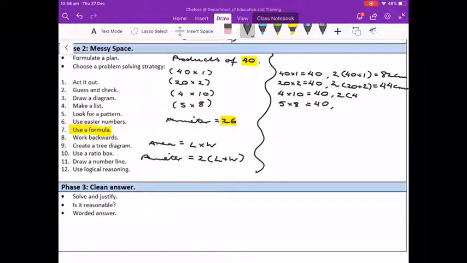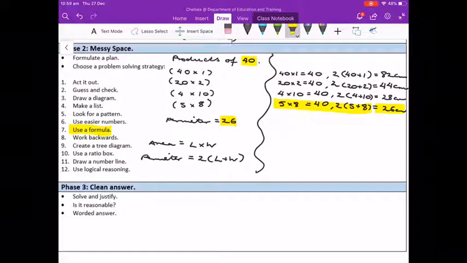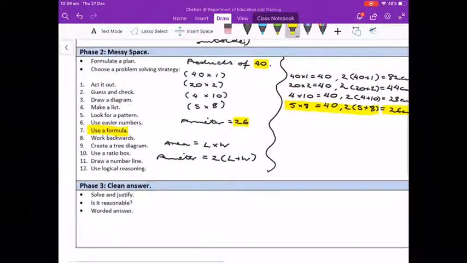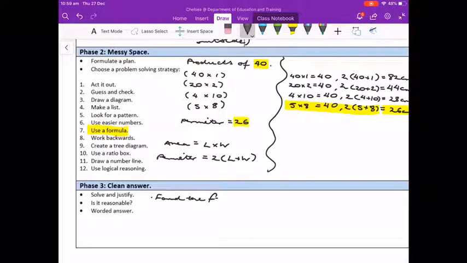2 times 4 plus 10. 4 plus 10 is 14, and double 14 is 28. Again, incorrect. 2 times 5 plus 8. 5 plus 8 is 13, and double 13 is 26 centimetres. I believe we've found our solution. So we need to solve and justify and check if it's reasonable. So it does fall between the estimate, and we found the factors of 40.